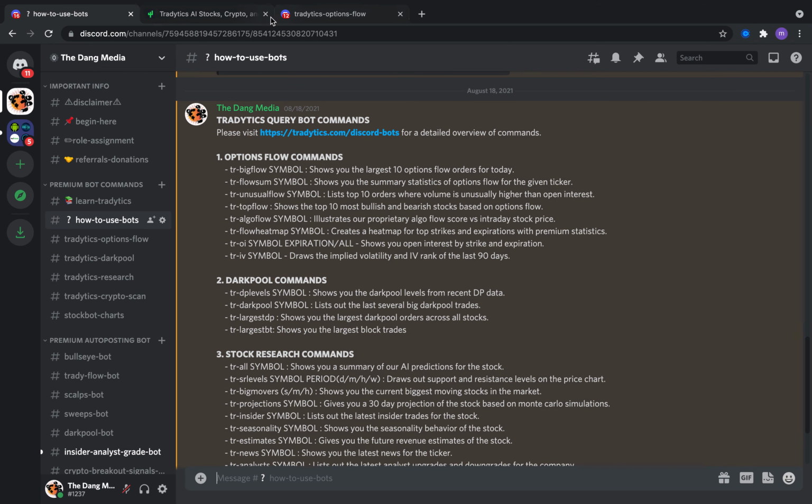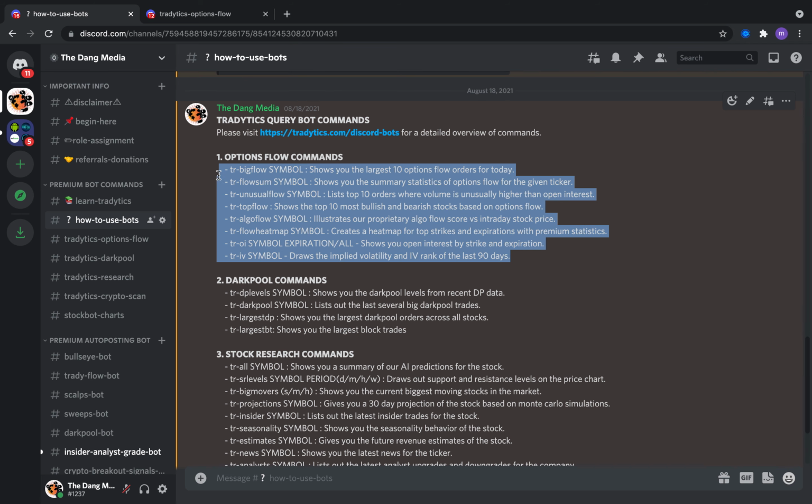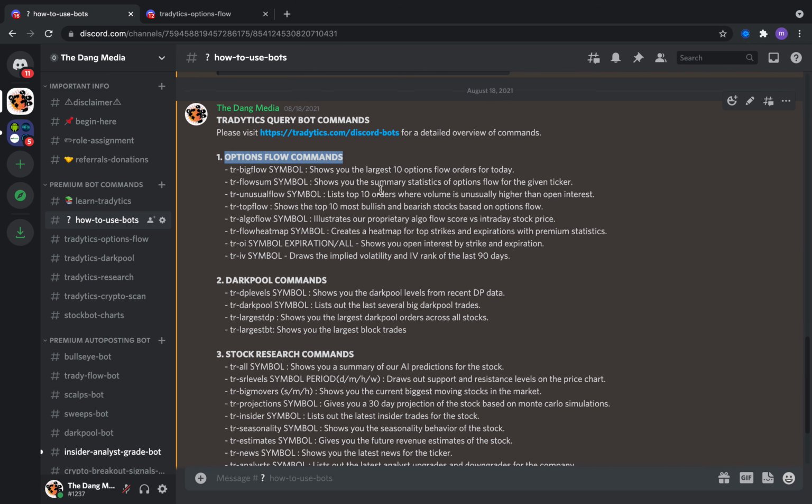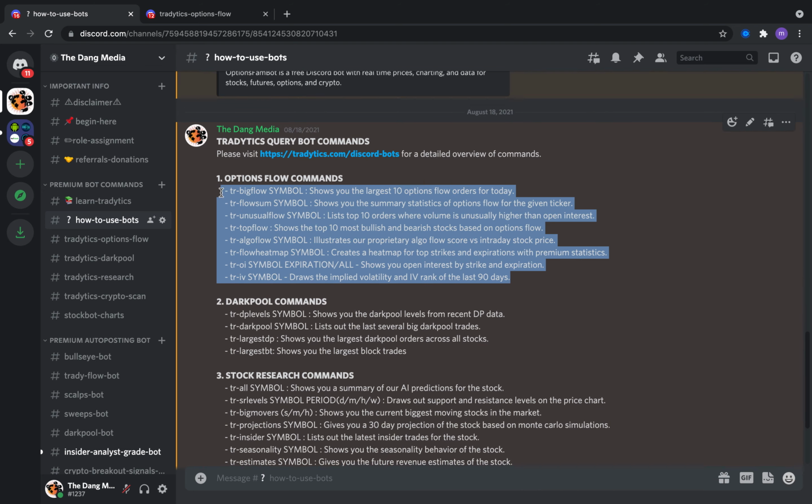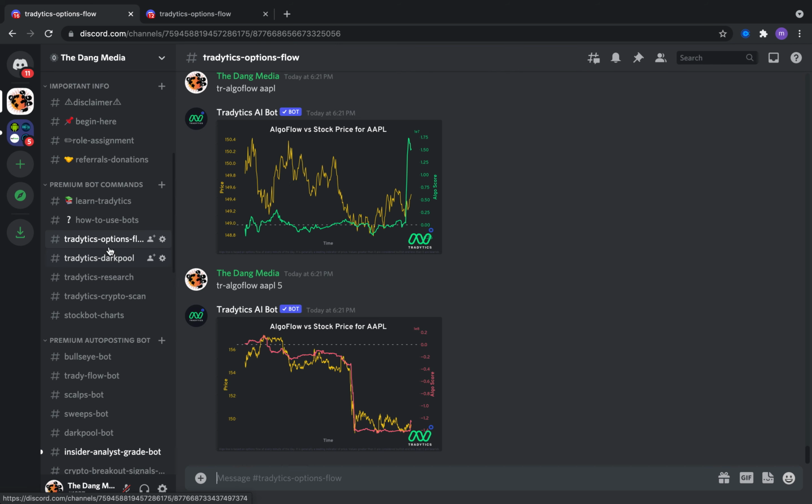So one of the most important things is I like to keep things organized. These are commands. Anything that starts with TR is a command. All of these commands are under option flow commands. All of these commands are under dark pools, and so on, right? All of the option flow commands, we want to keep it in the Tradytic's options flow text channel.